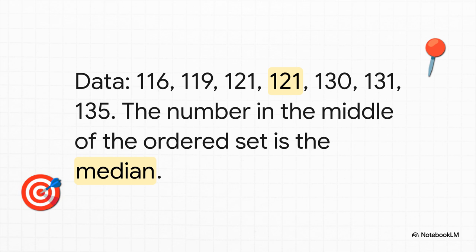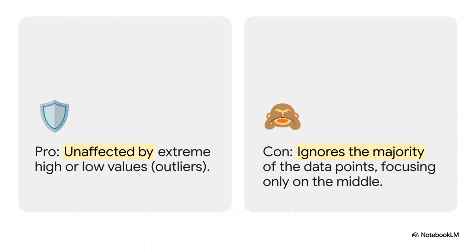By the way, if you have an even number of data points, you just take the average of the two numbers in the middle. Now here is the median's superpower. It couldn't care less about outliers. If that last blood pressure reading was a crazy high 1,000 instead of 135, guess what? The median would still be 121. It gives us a much more stable, robust idea of the center when we have those extreme values.